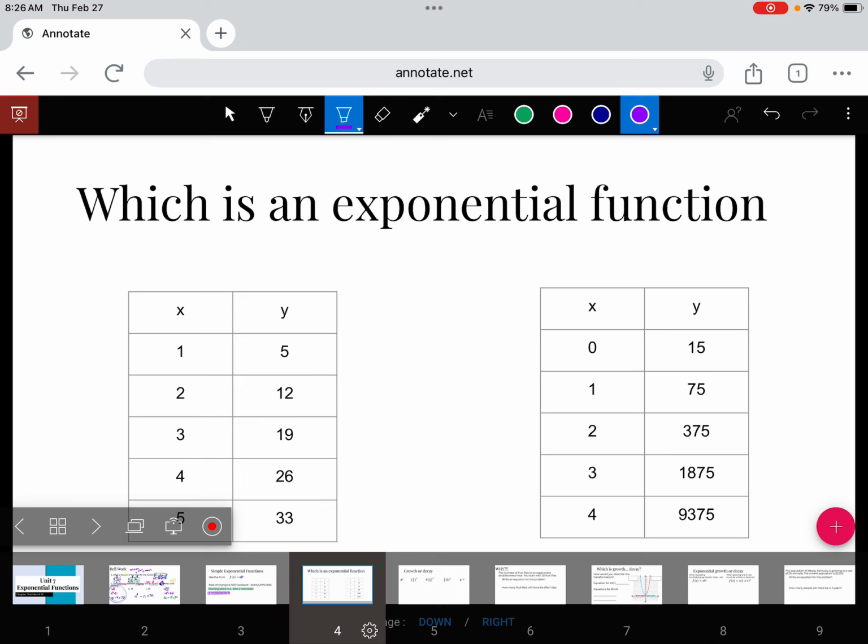We're going to look at these two tables. I'm going to start with the left-hand one, and we're going to see if we can figure out what kind of function it is. The way we do that when we're looking at functions is we usually look for slope in the same way. We can see what's adding in our x's and what's adding in our y's.